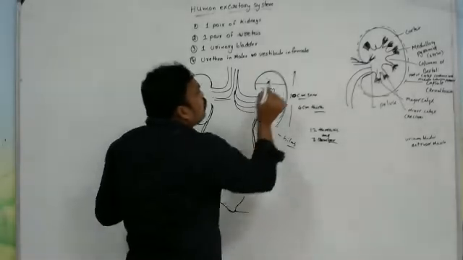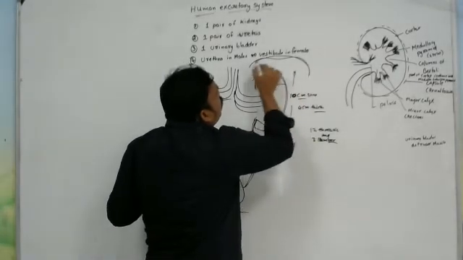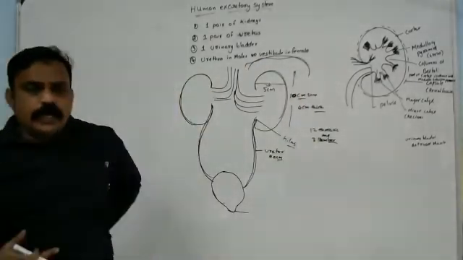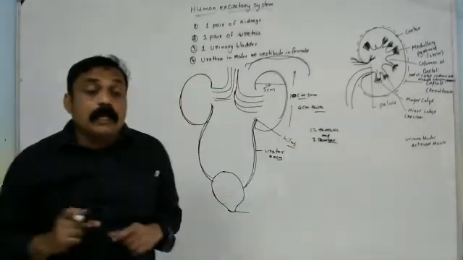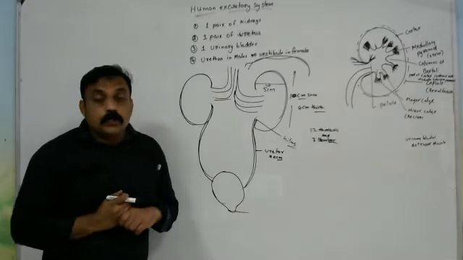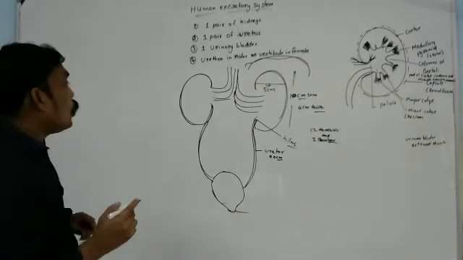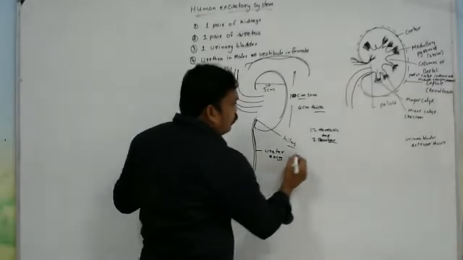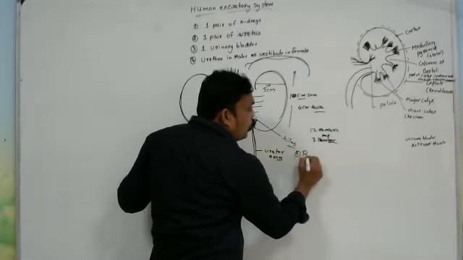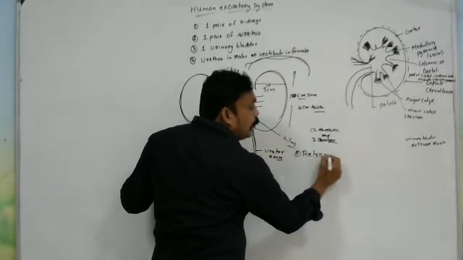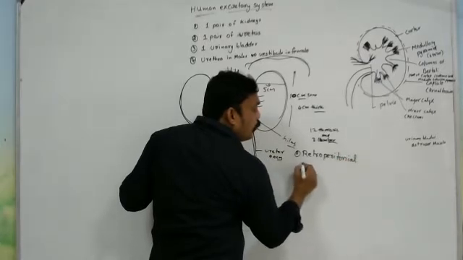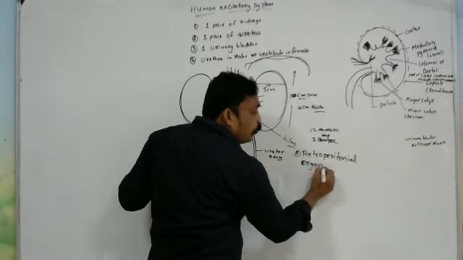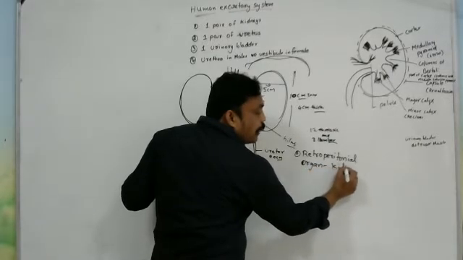What is the meaning of peritoneal covering? It is covering with a peritoneal layer. It is located in the dorsal abdominal region, covered with the peritoneal membrane. So it is called a retroperitoneal organ. The kidney is called a retroperitoneal organ.